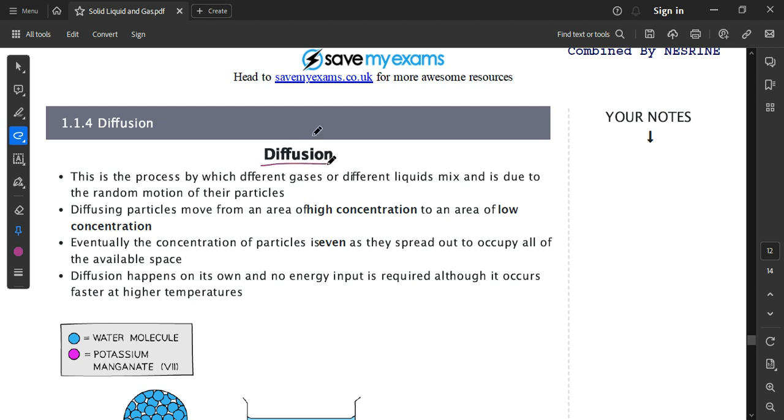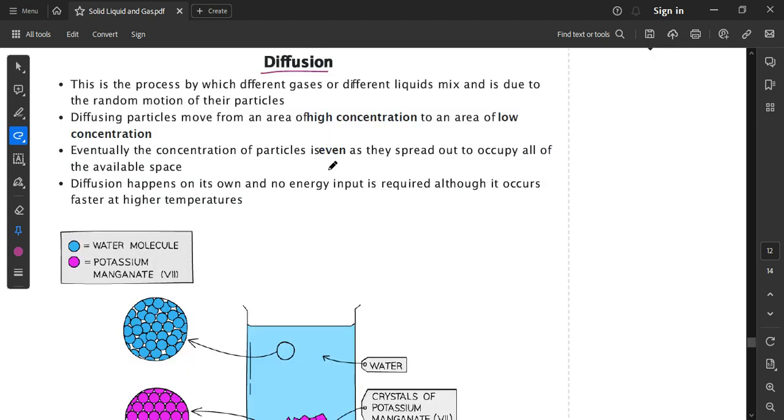Diffusion. This is the process by which different gases or different liquids mix and is due to the random motion of their particles. Diffusing particles move from an area of high concentration to an area of low concentration. Eventually, the concentration of particles is even as they spread out to occupy all the available space. Diffusion happens on its own and no energy input is required, although it occurs faster at a higher temperature.